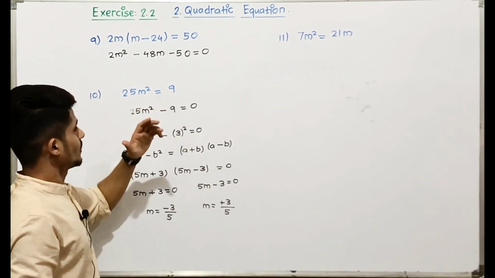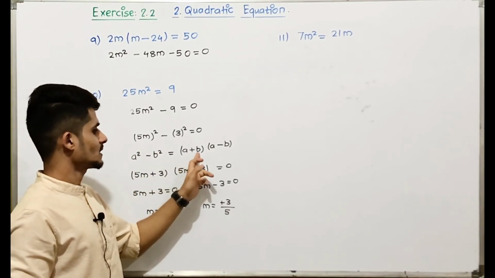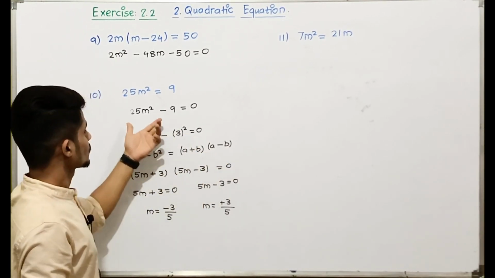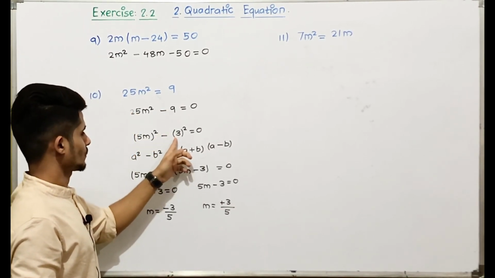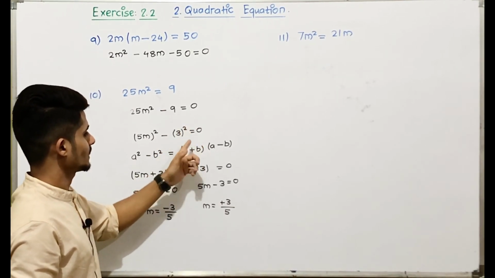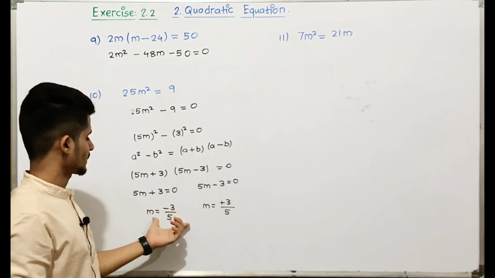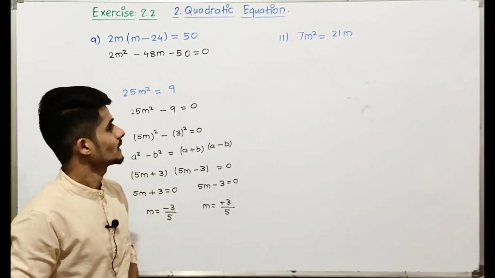So in this sum we will be using formula a square minus b square, that is (a plus b)(a minus b). So we'll write this in the form of a square minus b square, that is (5m) square minus 3 square, and then use this formula and find the value of m. Similarly, we'll see question number 11.